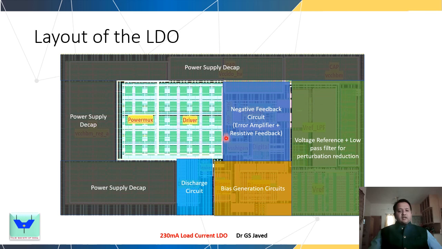Now, if you look at the layout, it is designed in such a way that the voltage reference input comes from the far right and enters the negative feedback loop with the error amplifier. The output of the error amplifier drives the driver, and the driver output is given to the voltage supply decap present over here, and the output is given out on the south side. From the north side of this circuit, you will see the power supply input coming into the LDO, which is the LDO input.